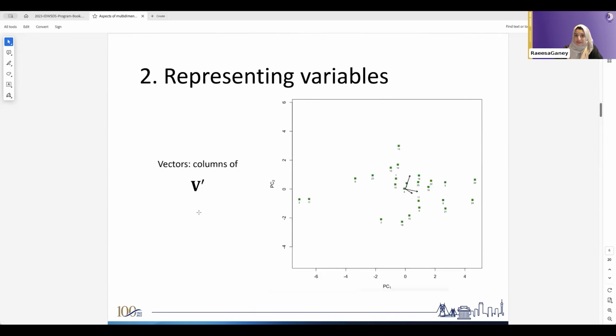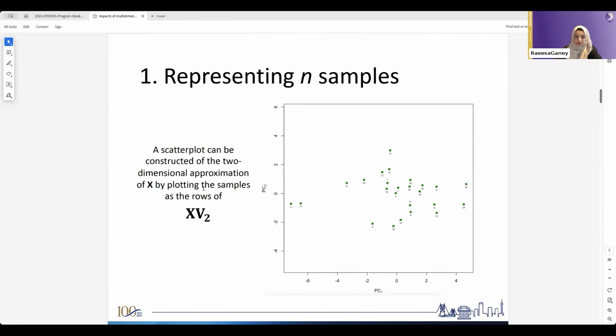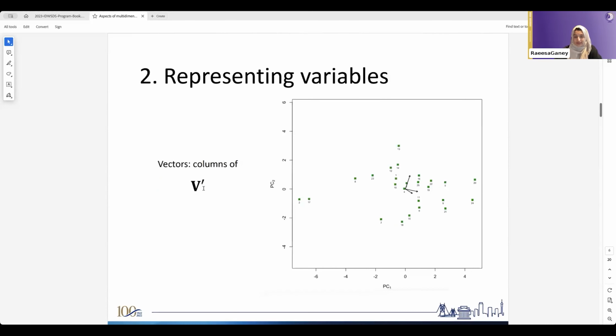Then the second part is to represent the variables, and the variables are vectors, and they are just the columns of V, or V prime, or V transpose. And the U, D and V in both cases come from the singular value decomposition, so UDV prime, and both are used in representing the variables and the samples.